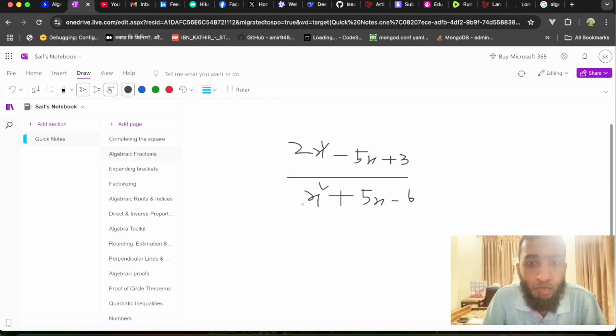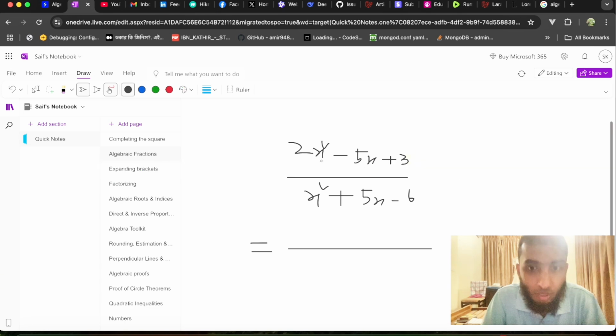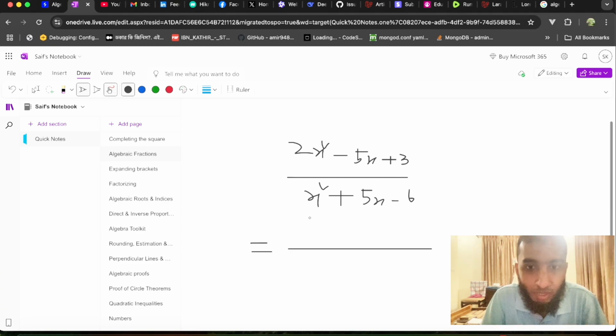You can use the middle term method in both cases. In the numerator, 3 multiplied by 2 is 6. We can write 6 as a multiplication of minus 3 and minus 2, because minus 5 is the middle term. So we split the middle term.